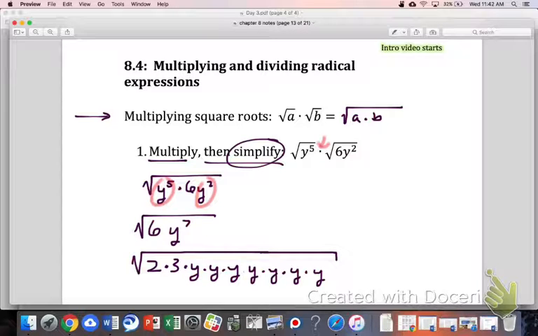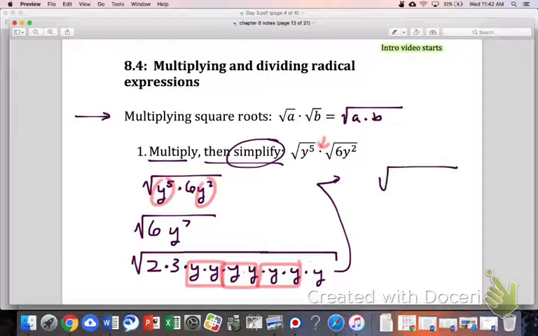Now I'm going to be looking for pairs of like factors, like what we did in Section 8.2. There's no pair of 2's and no pair of 3's, so those are not going to be able to come out of the radical. But there are lots of pairs of y's: there's one pair, another pair, and a third. So when I write this in simplified form, inside the radical there's going to be a 2 and a 3, and then this last y was left over, with nothing to pair it with.